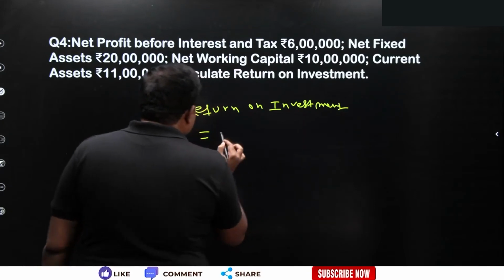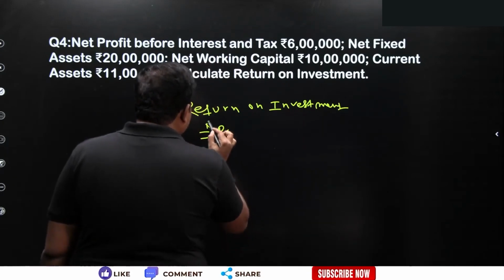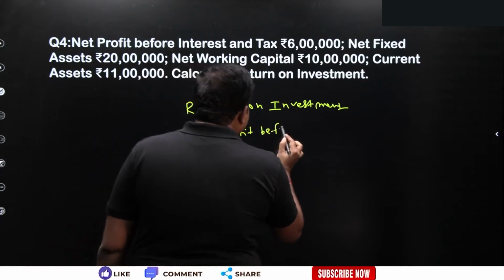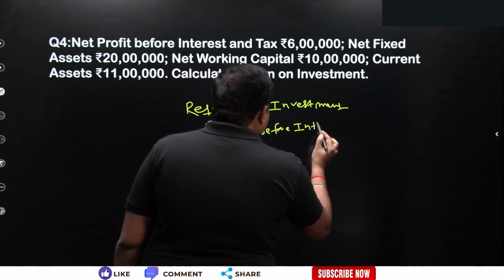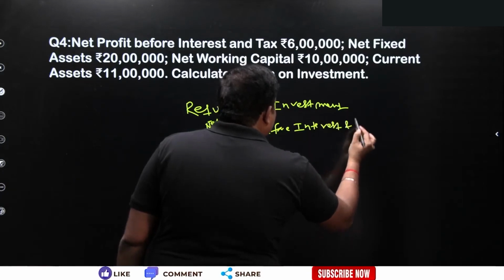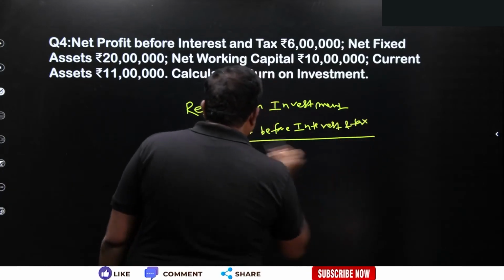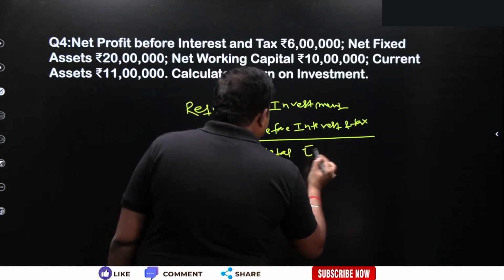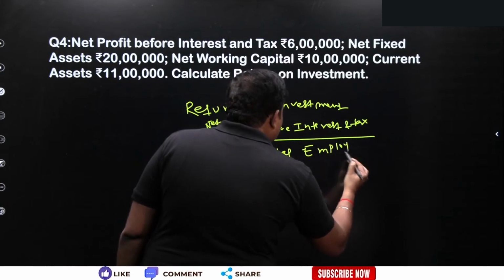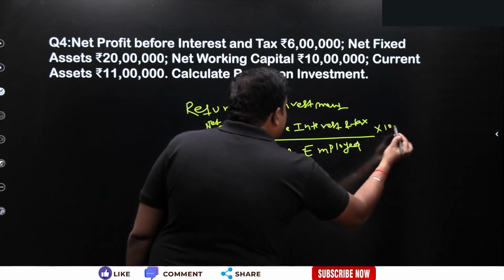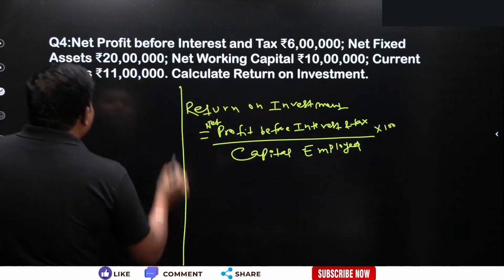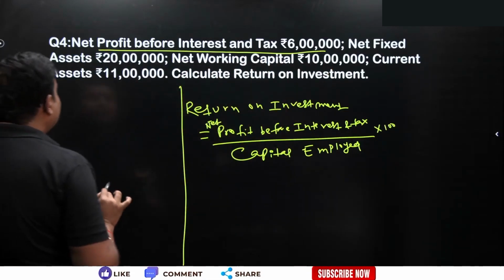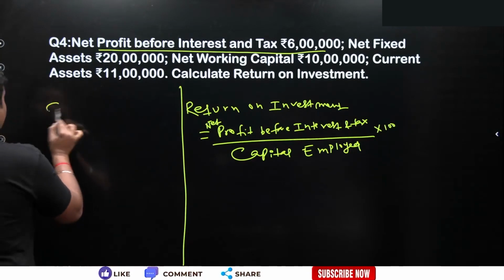The formula is profit before interest and tax upon capital employed into 100. When I am talking about the profit, obviously it is net profit before interest and tax. In this question we already have the net profit before interest and tax of rupees 6 lakh. So we need to calculate the capital employed.